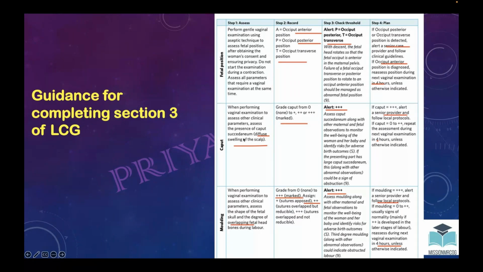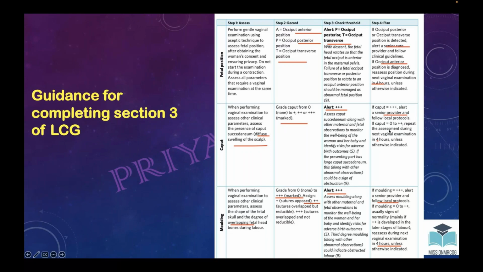Caput is a diffuse swelling of the scalp, and that happens when the head lies in the same position for a long time. So this is the definition of caput. Caput is again divided into three parts: plus 1, plus 2, plus 3. Plus 3 is an alert. So if you find a patient has plus 3 caput, do put a red circle over it. And the plan will be to speak to the senior health professional, and if everything is fine, please do the next PV after 4 hours. Okay, so this is the plan.